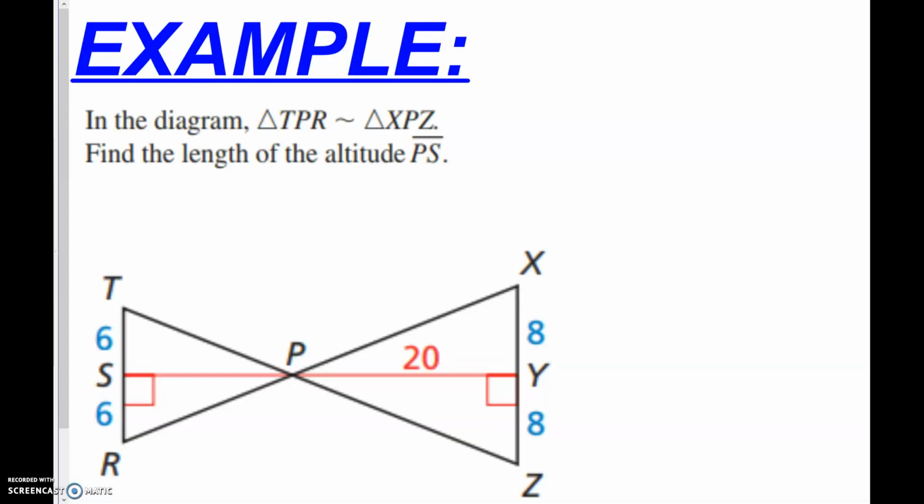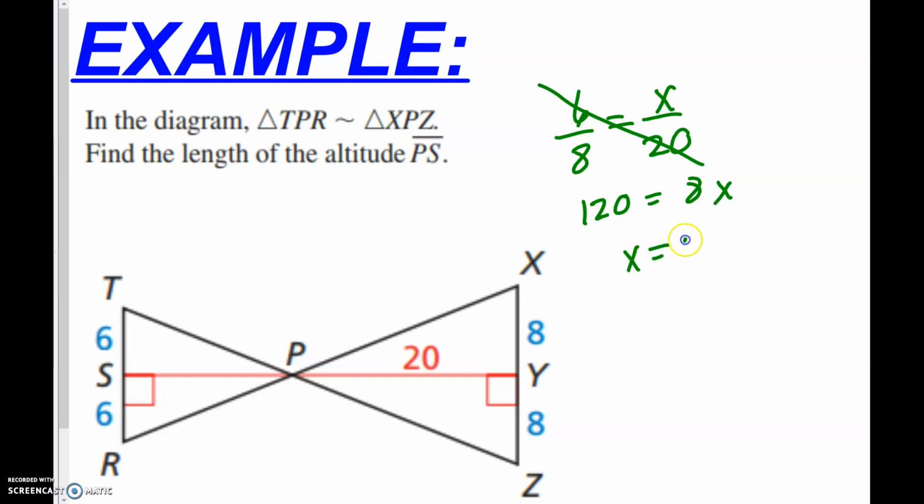All right, let's see here. In this diagram, find the length of PS. All right, so let's find this ratio is 6 to 8. And then we're going to try to find over 20. So 6 times 20 is 120 equals 8x. And take 120 and divide by 8. 120 divided by 8 is 15. So x is 15, so SP equals 15.